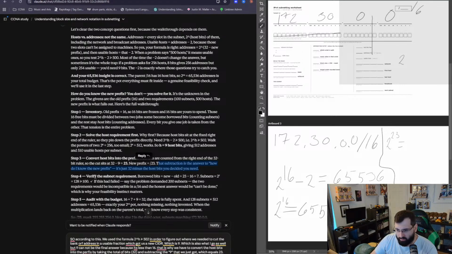Step 4, verify the subnet requirements. Borrowed bits equal new minus old, which means 23, which is new, minus the old, which is 16, which gives us 7. So we cut this /16 into 7 equal parts.